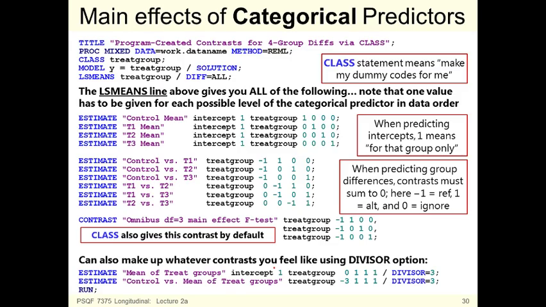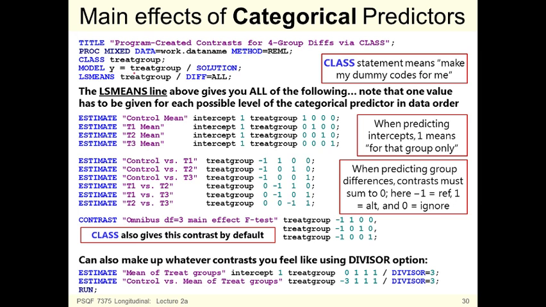But here's what it would look like to let the program do the work for you. On slide 30 at the top, in these 5 lines of code, there are 2 main differences. The PROC MIXED line is the same. Rather than D1, D2, and D3, we have replaced those references with the original grouping variable, which is called treat group. Y equals treat group.